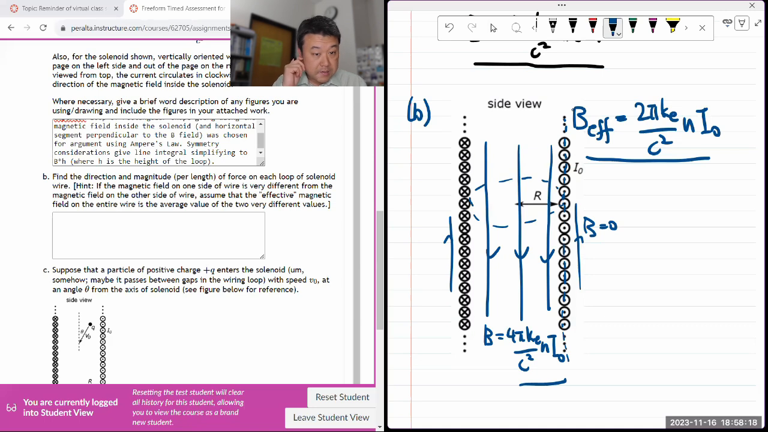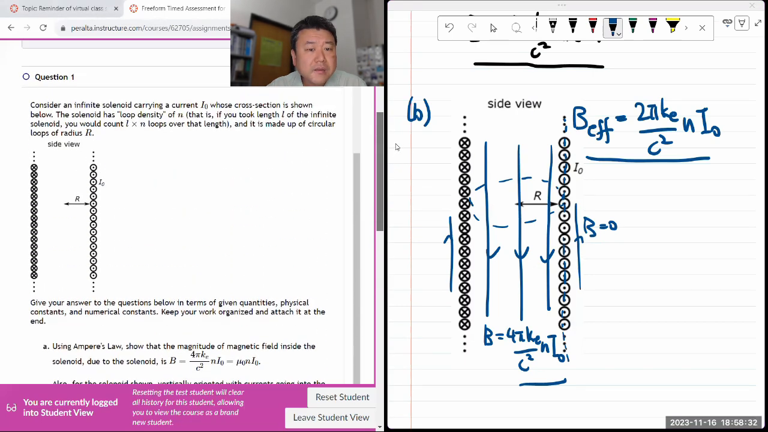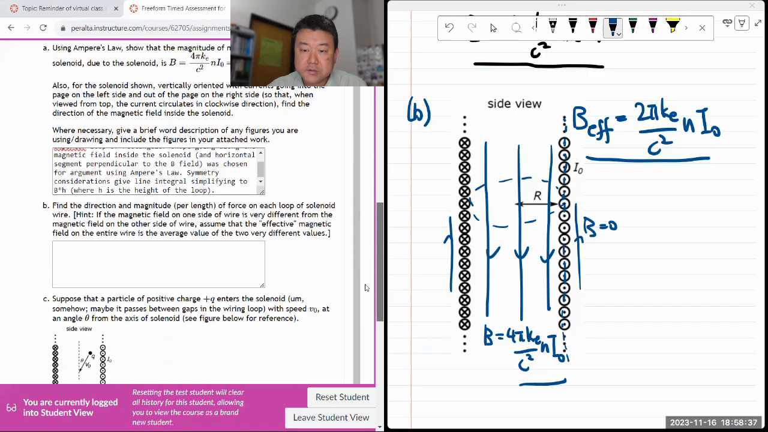So now let's figure out the force. So direction and magnitude of force on each loop. Okay. Why do I have to say per length? I don't think I have to say per length. Do I have? Yeah, I have a radius r. So I don't think I need to say per length.